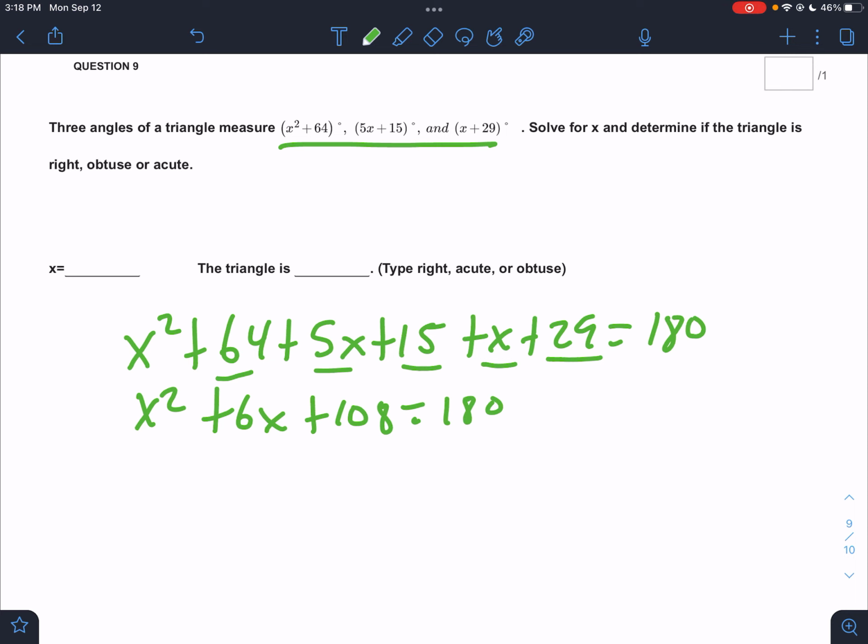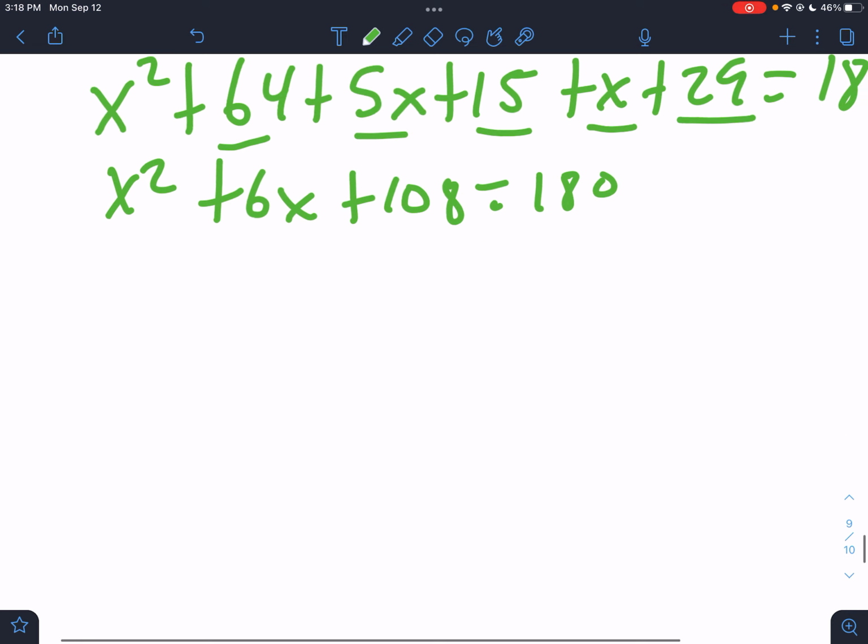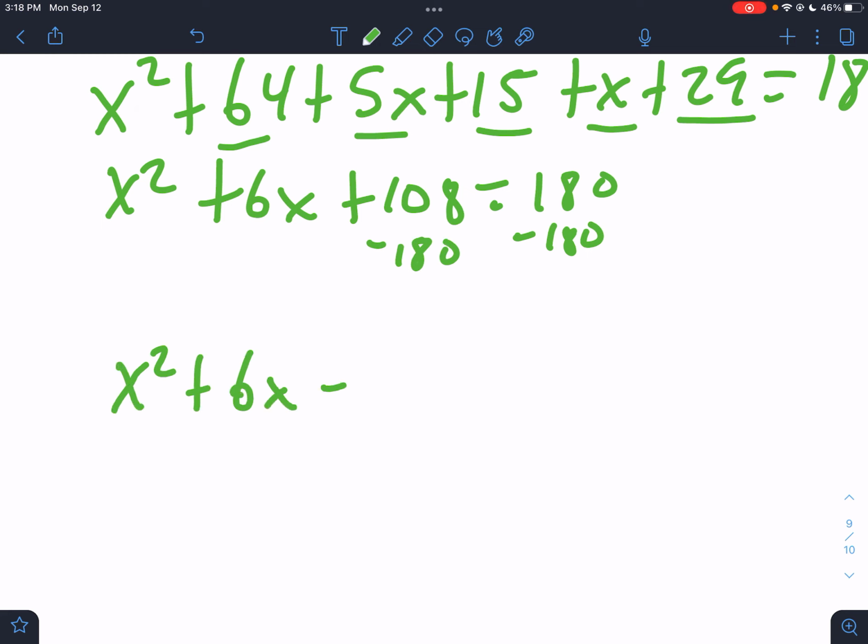So we clean it up. We have two things that have to happen. X squared has to stay positive and one side needs to be 0. So I'm going to subtract the 180. So x squared plus 6x minus 72. Now we have one side 0. Now this is something that we can factor.